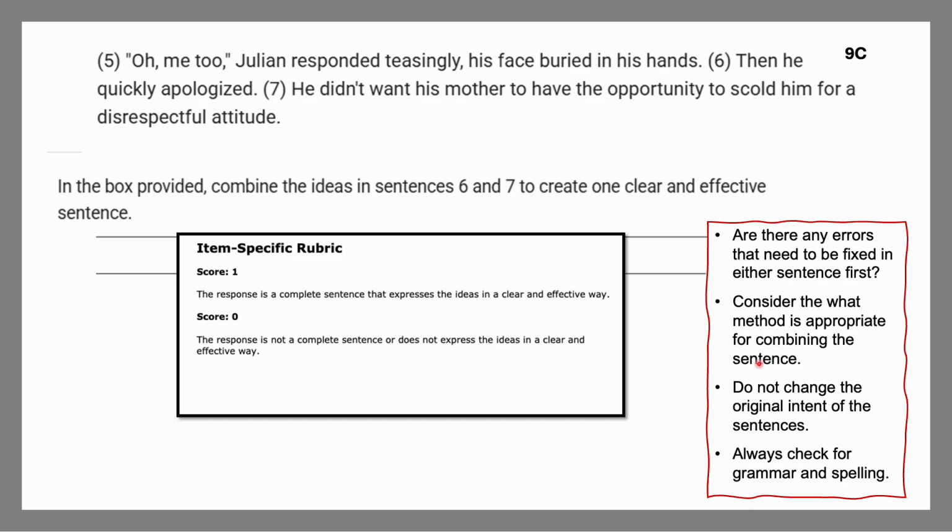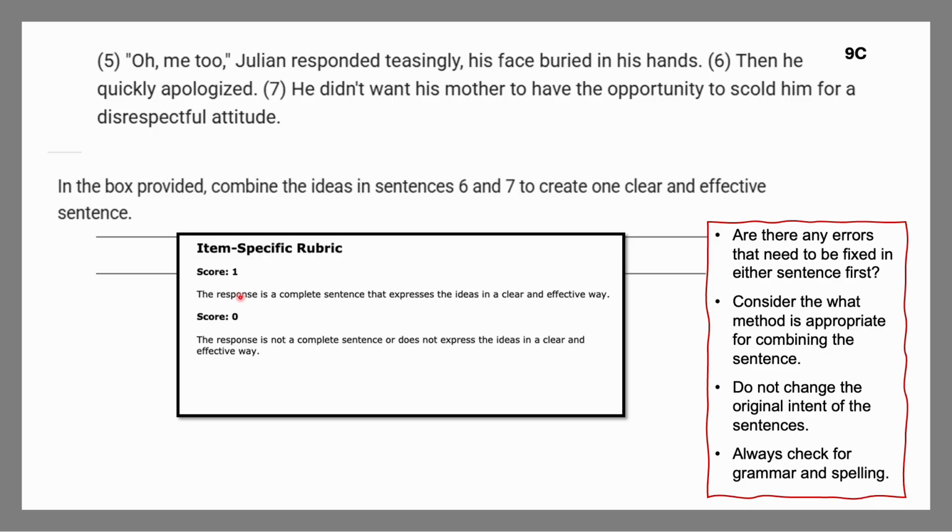Consider what method is appropriate for combining the sentences. Think about how you combine sentences. Are you going to use a comma and conjunction? Are you going to use a semicolon, a colon? Those are things that you can use. Or are you going to have a dependent clause, independent clause combination? Just keep in mind all the different ways that you can combine these sentences. And then finally, do not change the original intent and always check for grammar and spelling.